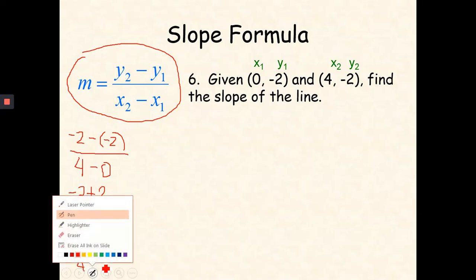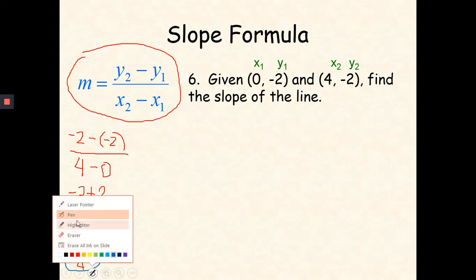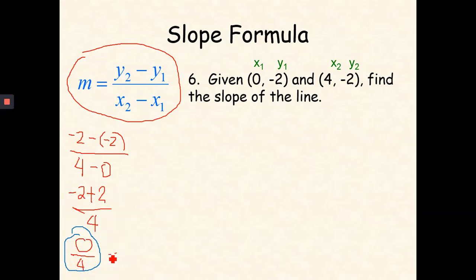Okay. Now, take a look at this one. Where is the location of your 0? It is on the numerator, right? So if your 0 is on the numerator, then the final answer will be 0. Because 0 divided by 4, that is 0. Okay? So, if your numerator is 0, the slope will be 0. Okay, let us try to give another example.